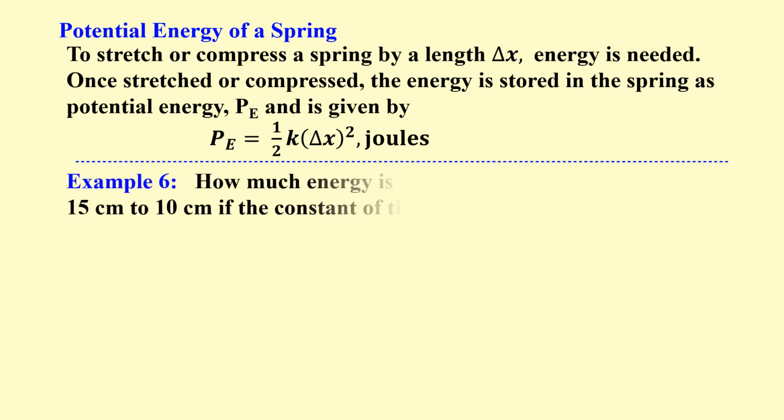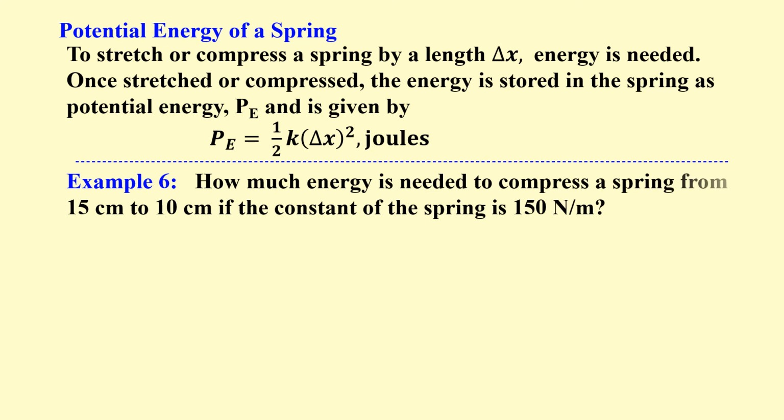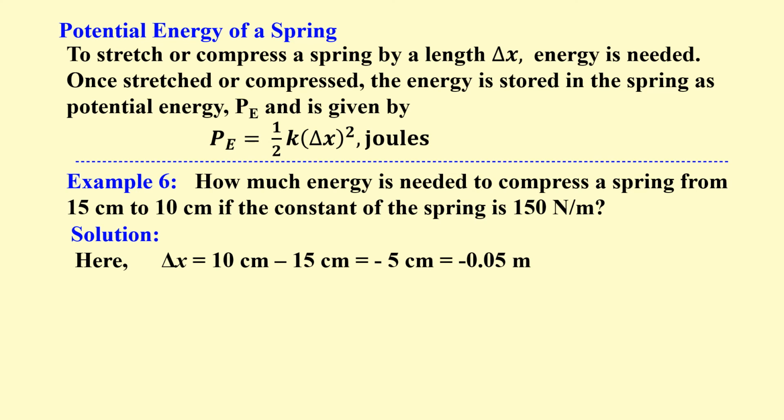Example number 6. How much energy is needed to compress a spring from 15 centimeters to 10 centimeters if the constant of the spring is 150 newtons per meter? Solution. Here, delta X is 10 centimeters minus 15 centimeters, which is final length minus initial length, which is equal to minus 5 centimeters or negative 0.05 meter.